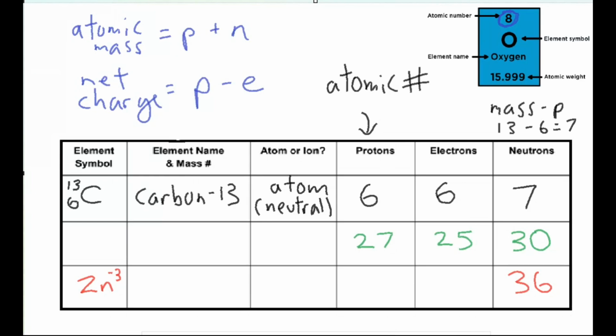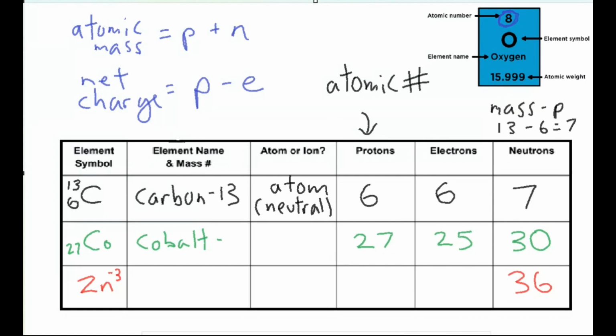If we hunt down 27 on our periodic table, it's one of the transition metals towards the top, and that is cobalt. So cobalt, the symbol is Co. And cobalt, we already know that the atomic number or number of protons is 27. So I can put the 27 there, and then we know this is called cobalt. At this point, we don't have the mass yet.